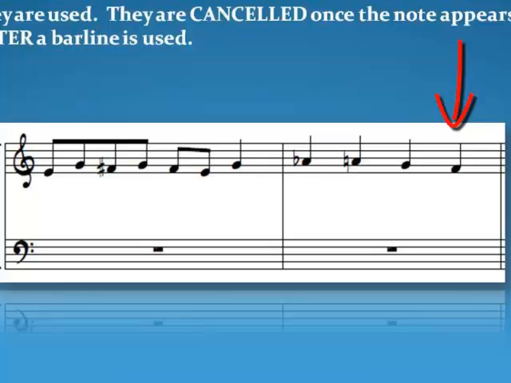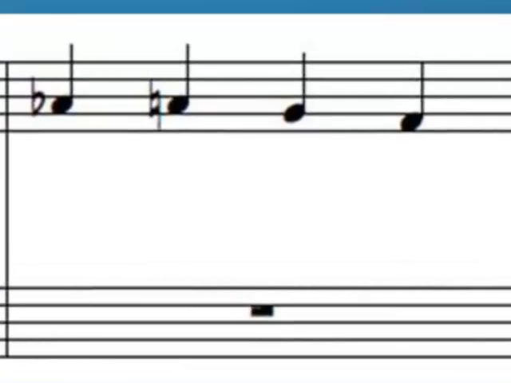In the second measure, we have an A flat. The second A has a natural sign in front of it which cancels out the flat. When you play this, the first A is flat and the second A is natural on the white key.